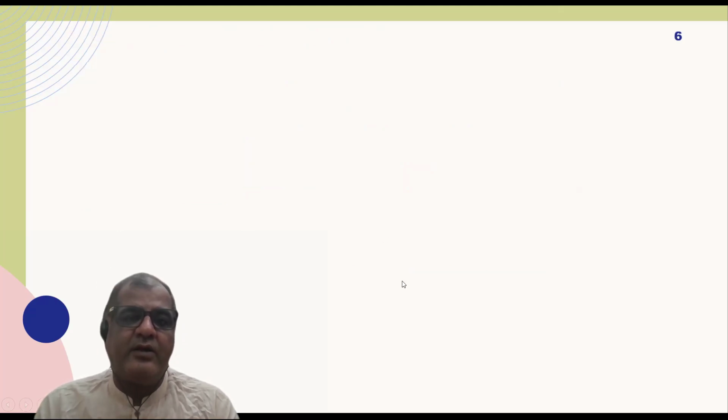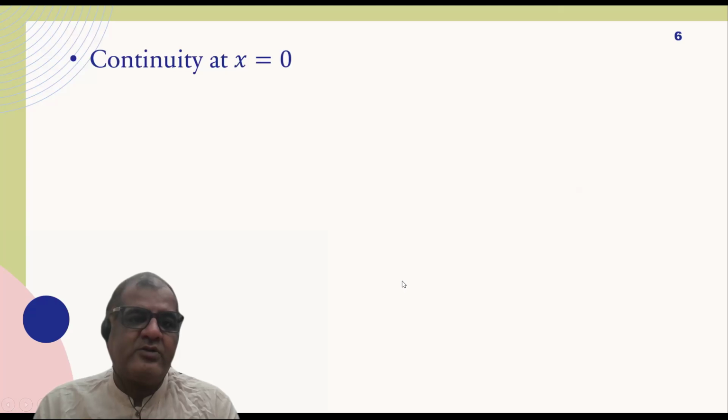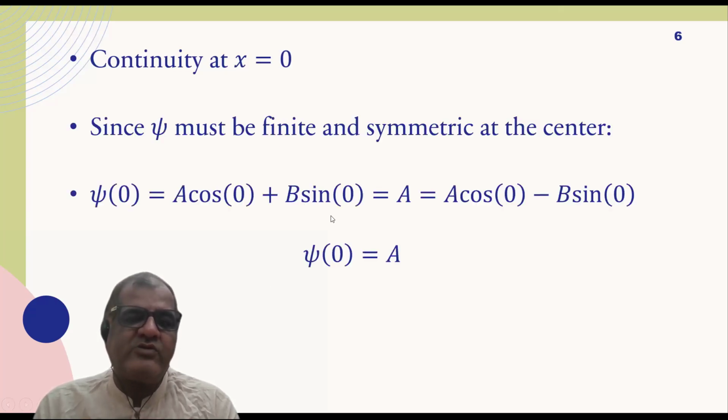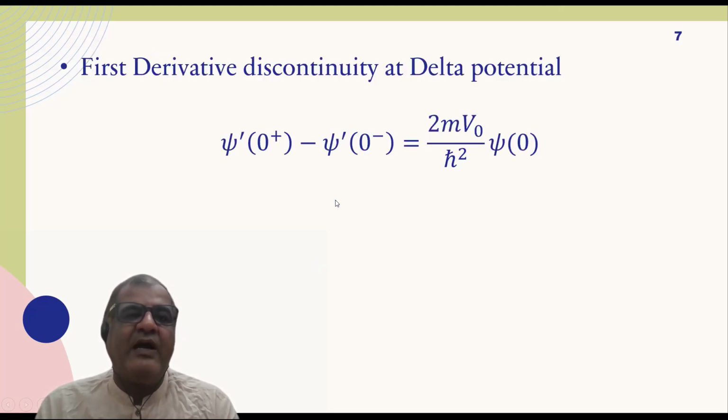Now for continuity, psi should be continuous at x equal to 0. So this gives me psi of 0 equal to A. Now if I apply the condition that the first derivative is discontinuous at the delta potential, this is the condition we have used many times. This is the condition of delta potential: the first derivative is discontinuous by this amount.